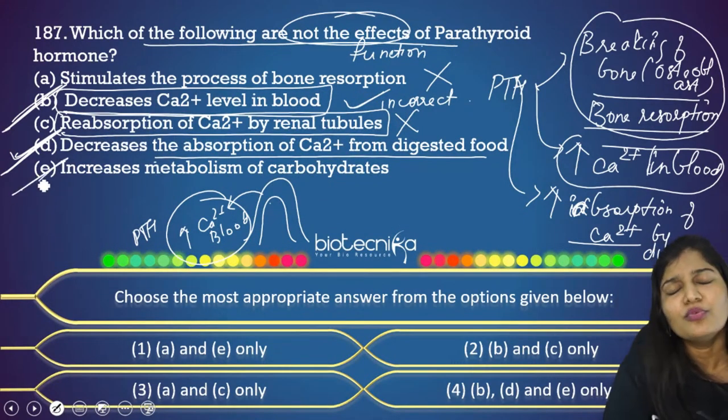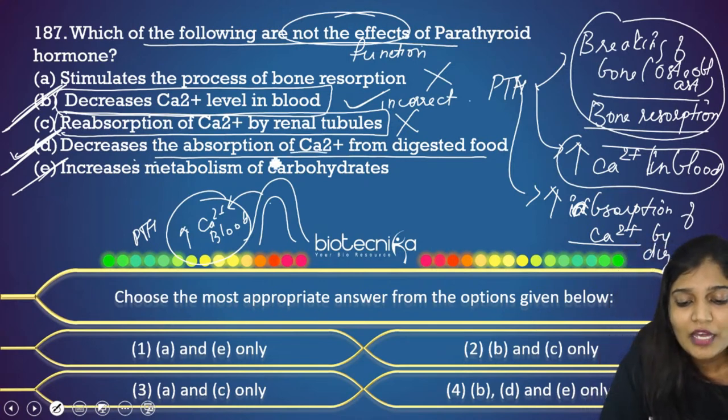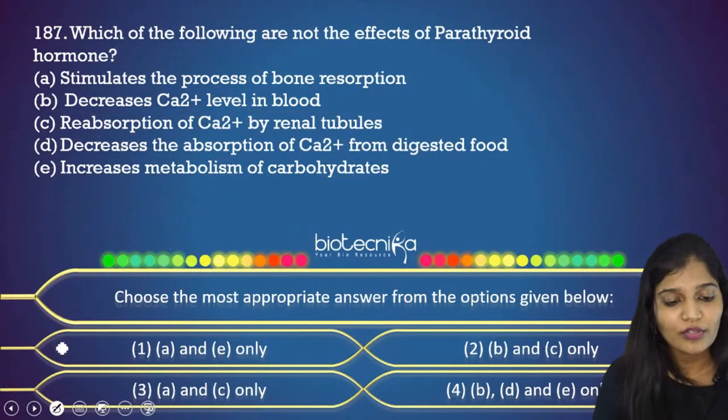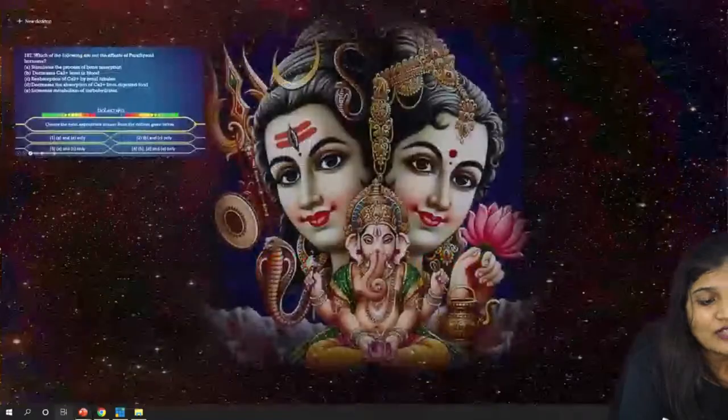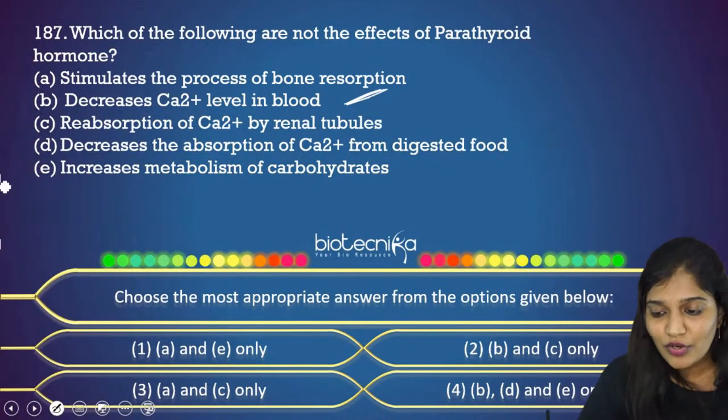And PTH does not have a role in carbohydrate. The main role of carbohydrate is actually performed by glucocorticoids. So this is also not the role. So B is not the role, we can say. B is not the role. And D is not the role.